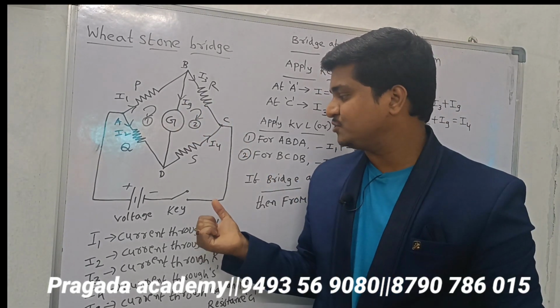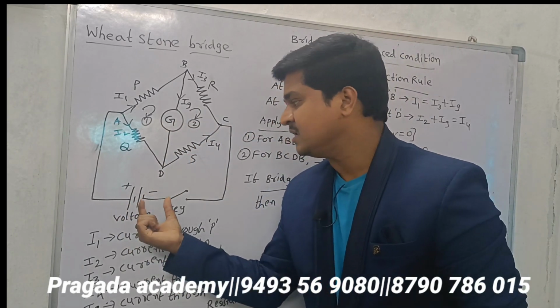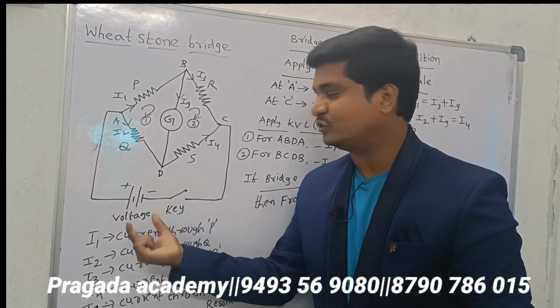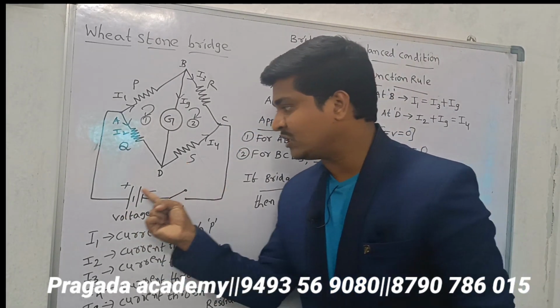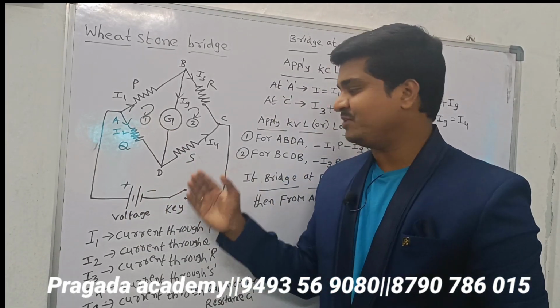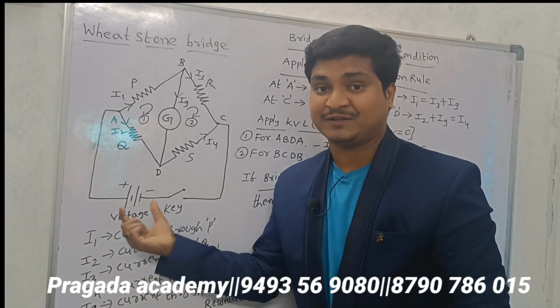And for this circuit we connected a voltage. If we connect the voltage, then only will the current flow through the circuit. As I told you in the previous videos, voltage is like a water tank. To flow the water in a pipe, there should be a water tank. Same thing, to flow the current in the circuit, there should be a voltage applied to the circuit.